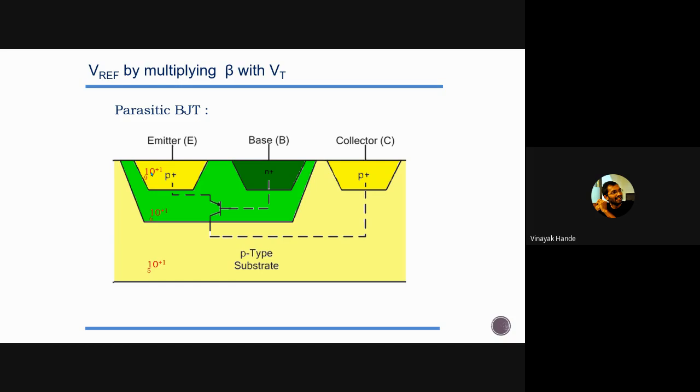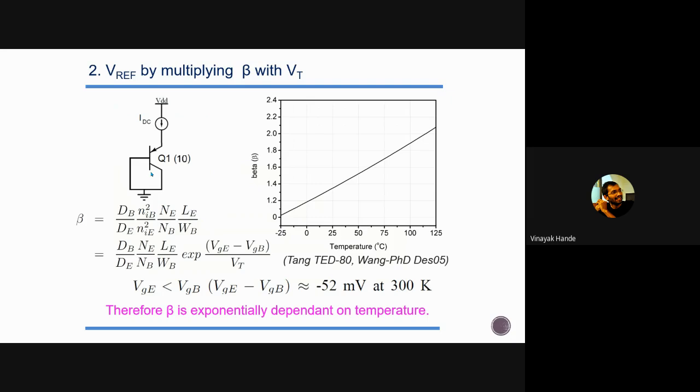And N well concentration is 10 raised to 16. And P substrate concentration is around 10 raised to 15, right? Why these numbers are quite important: they are having the beta effect.